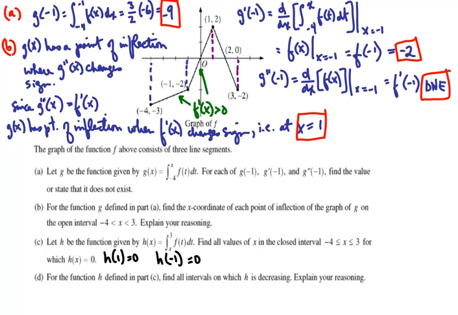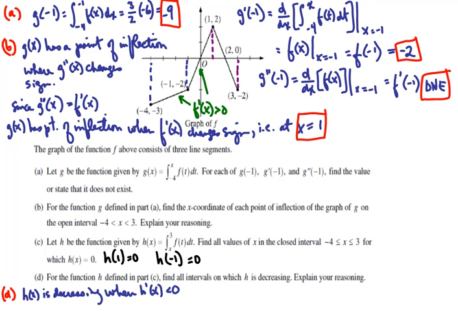Okay, in part D, we're going to continue where we left off at the last video. In part D, we're looking for the function h, all intervals on which h is decreasing. And h of x will decrease whenever h prime of x is negative, or less than 0. So we have to define what h prime of x is, and then take the derivative of that.